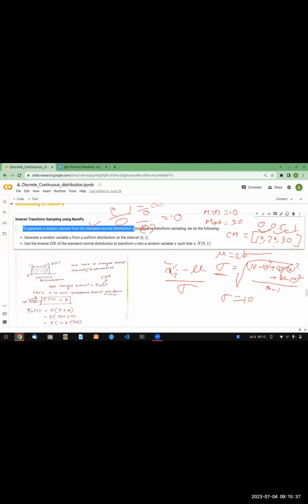Now what do you mean by standardization? Take each point, 10 minus mu 20, divided by sigma. Then for 20 you do the same, 20 minus 20 divided by sigma. Then for this also you do the same, 30 minus 20 divided by 10. If we perform this, whatever value you get is your standardized value.